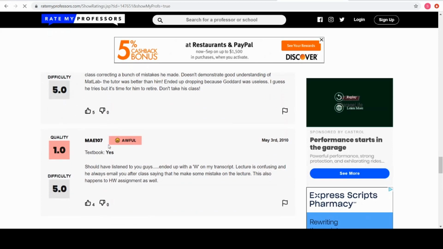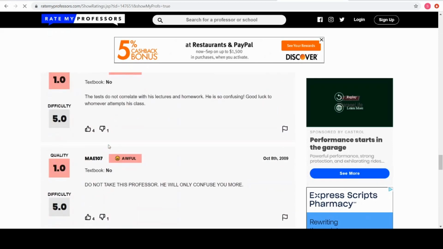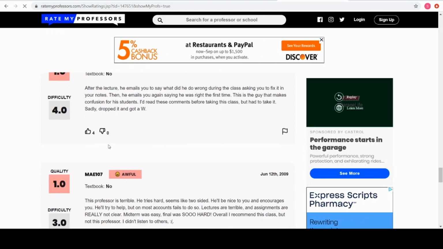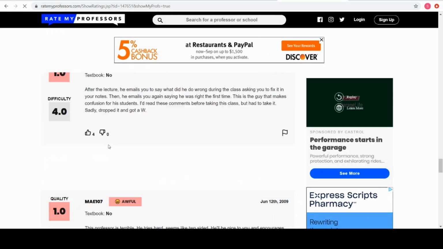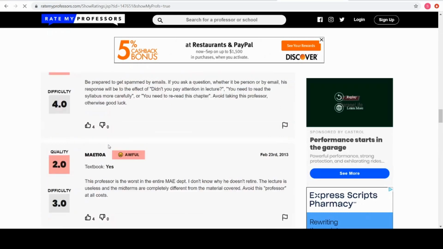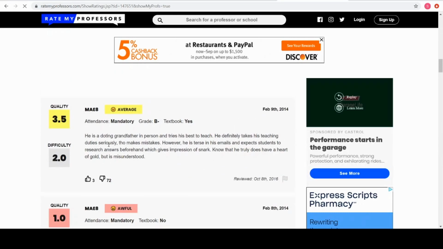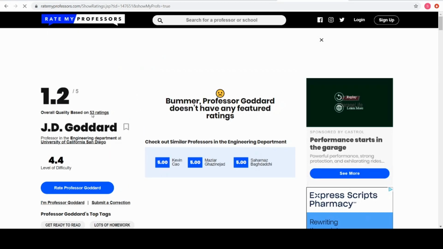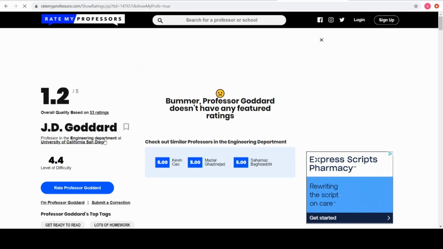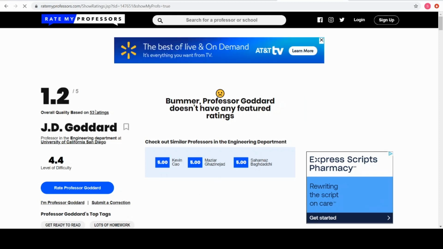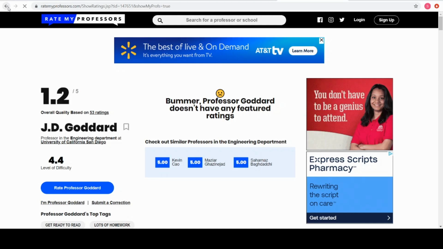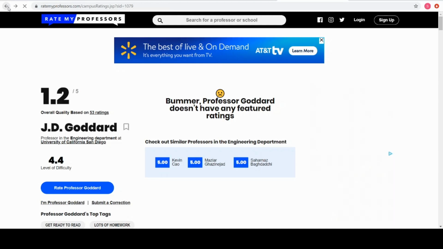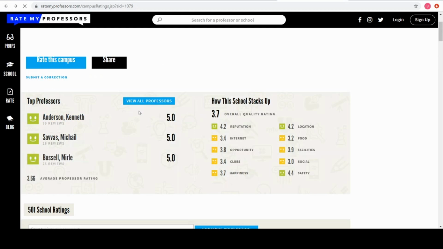So yeah, I would probably avoid this professor. There's a lot of signs that say, okay, try to do anything you can to not take this professor. And if it was between this one or the other one we were just looking at, I would probably go for the other one and try to avoid this guy. So that's just an example of one pretty good, okay professor, and then another one that I would completely avoid.